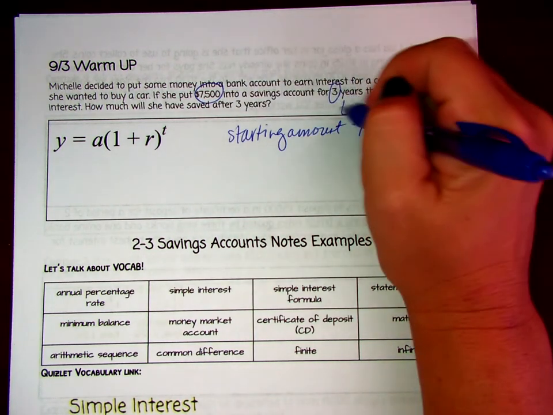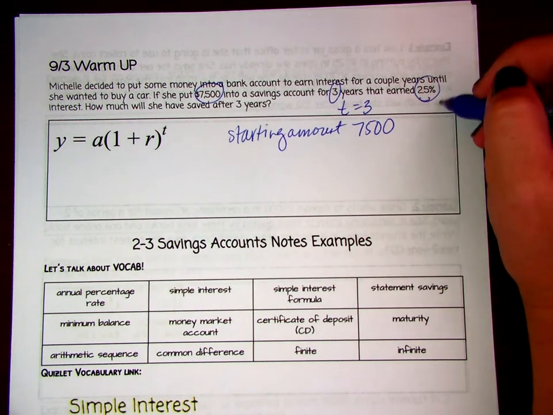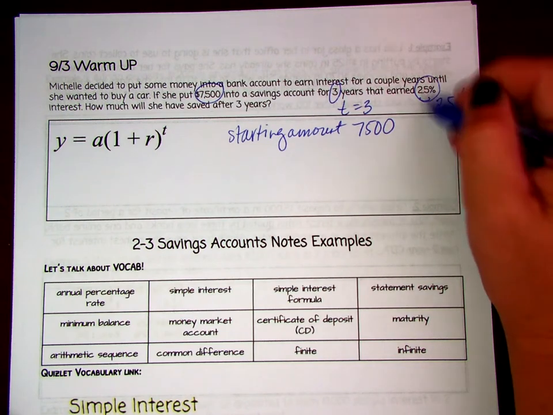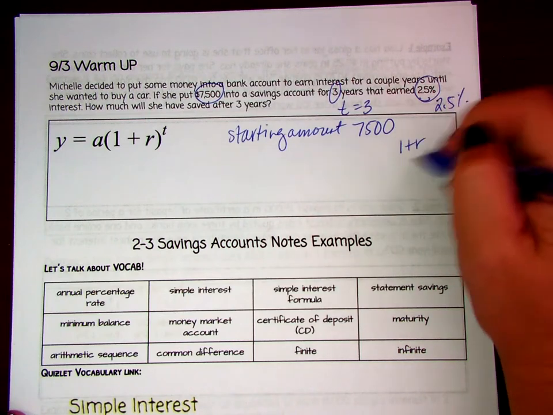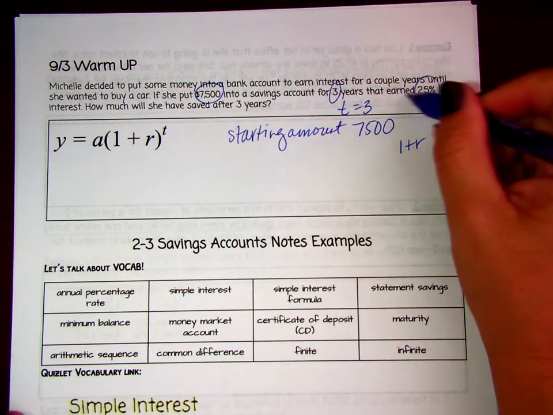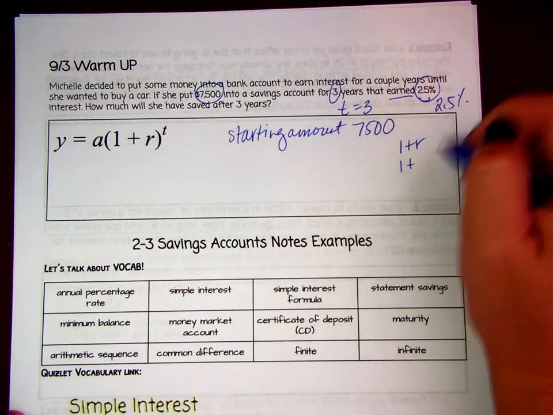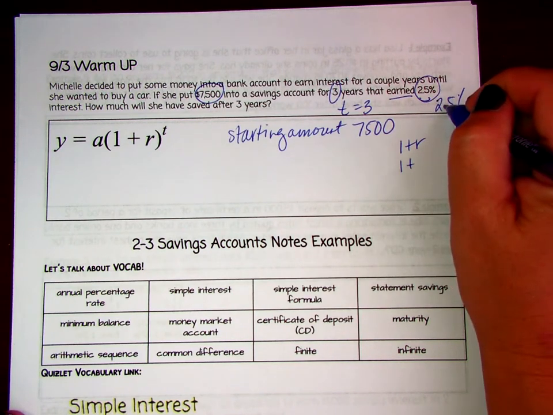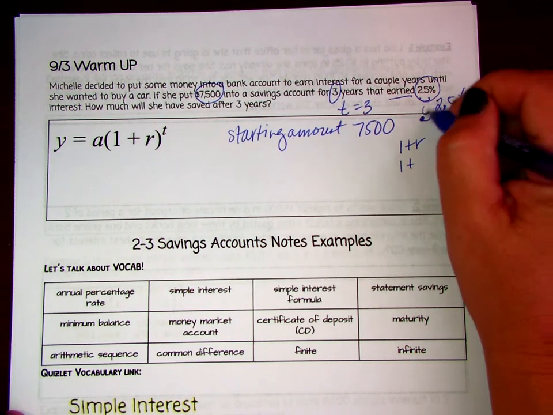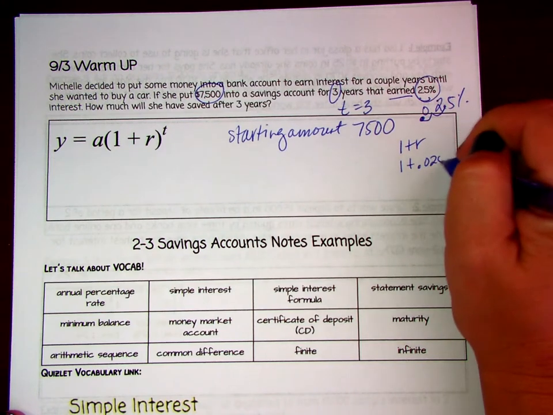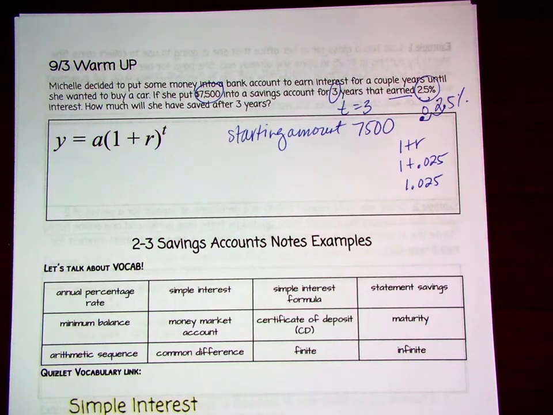We've got a time of 3 years. That's going to become our power in this formula. And we earned 2.5% interest. That percentage right there should be like ding, ding, ding, reminding us that we have to go do some work on getting our multiplier. So since it's earning interest, we're using the 1 plus R formula. And it's 1 plus what goes here? Remember, we want to take this percent and convert it to a decimal by moving that to the left twice. So 1 plus 0.025 becomes 1.025 as your multiplier.